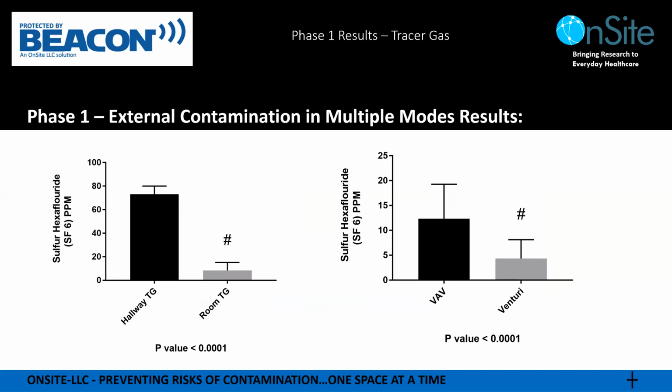So looking at this graphically for the tracer gas, in-room tracer gas was significantly less detectable than in the hallway. And then the same thing for the Venturi valve versus the VAV. And we suspect that this is because the Venturi valve not only reacts faster, but it's very efficient at reacting to control the air in the space.